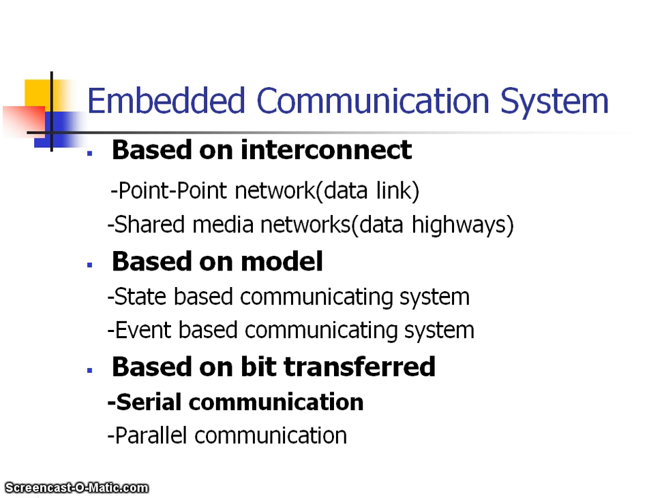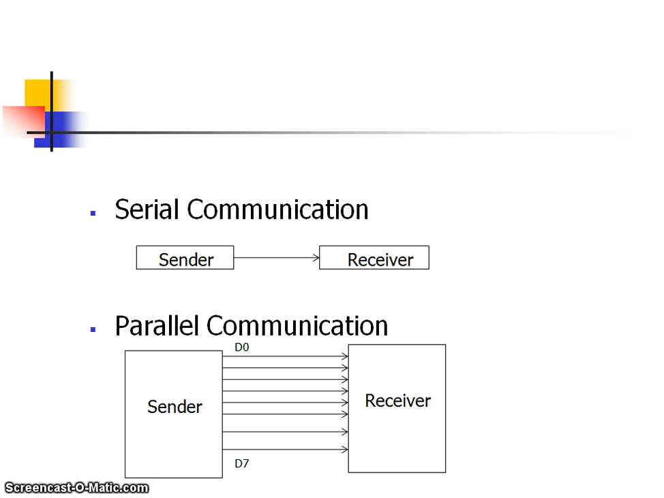There are three main types of embedded system communication. One is based on the interconnect, the second one is based on mode, and the third one is based on bit transfer, in which we have two types of communication system, serial communication and parallel communication. We'll be mostly concentrating on serial communication.